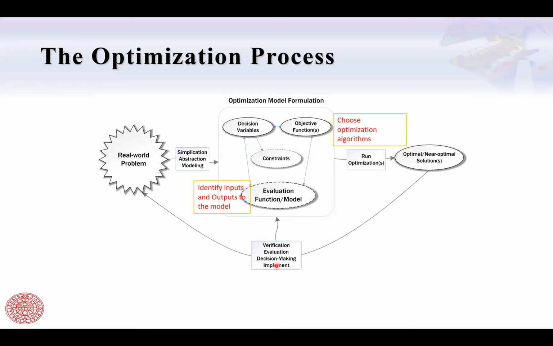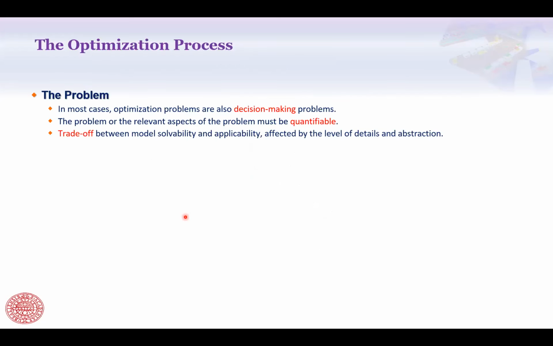And then if you make the decision and implement it in the real world, then of course this is the real implementation, where you find the change in your real life. Now, the information here will be more like a summary. But then some key terms I mentioned: in most cases, optimization problems are also decision-making problems.